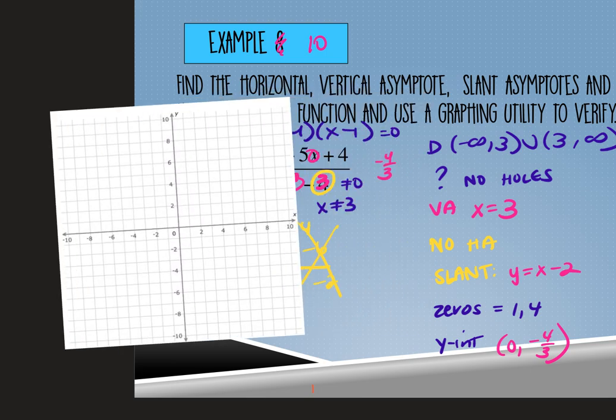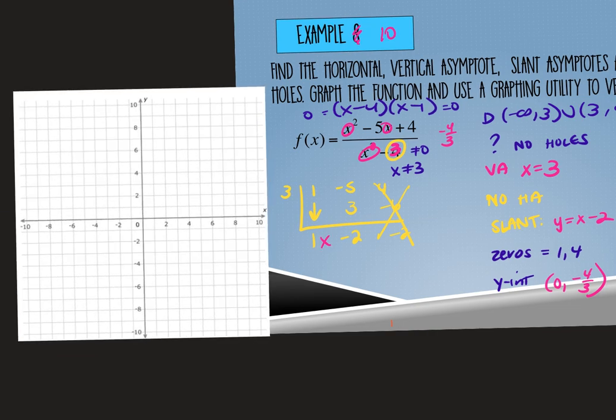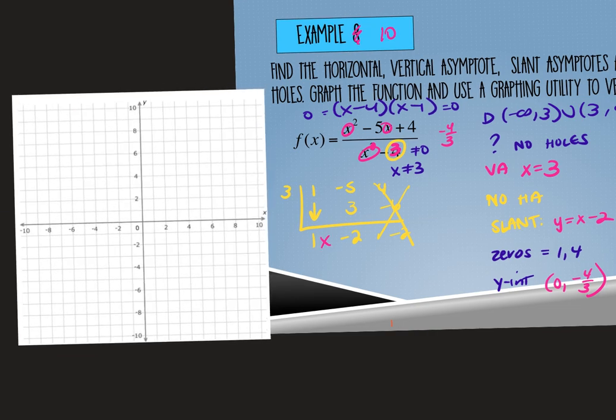Now I'm going to plot what I've got. So vertical asymptote at x equals 3. Slant asymptote at y equals x minus 2. So I go down 2. My slope is 1. Now there are 2 curves. You have to find both, okay?